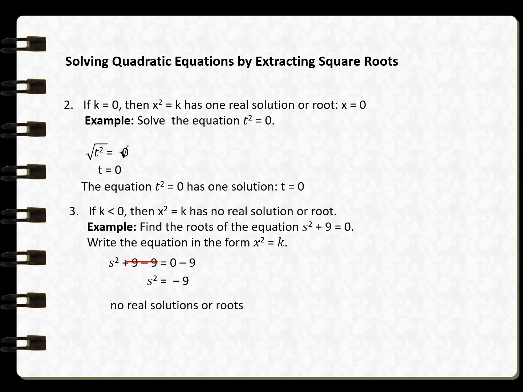Since s squared is negative 9, it has no square root, kasi if we think of a number, same number that will give us negative 9, there's no number. Kasi negative 3 times negative 3, that is positive 9. Positive 3 times positive 3, that is positive 9. There is no number that will give us negative 9. So, we have no real solution or no roots.